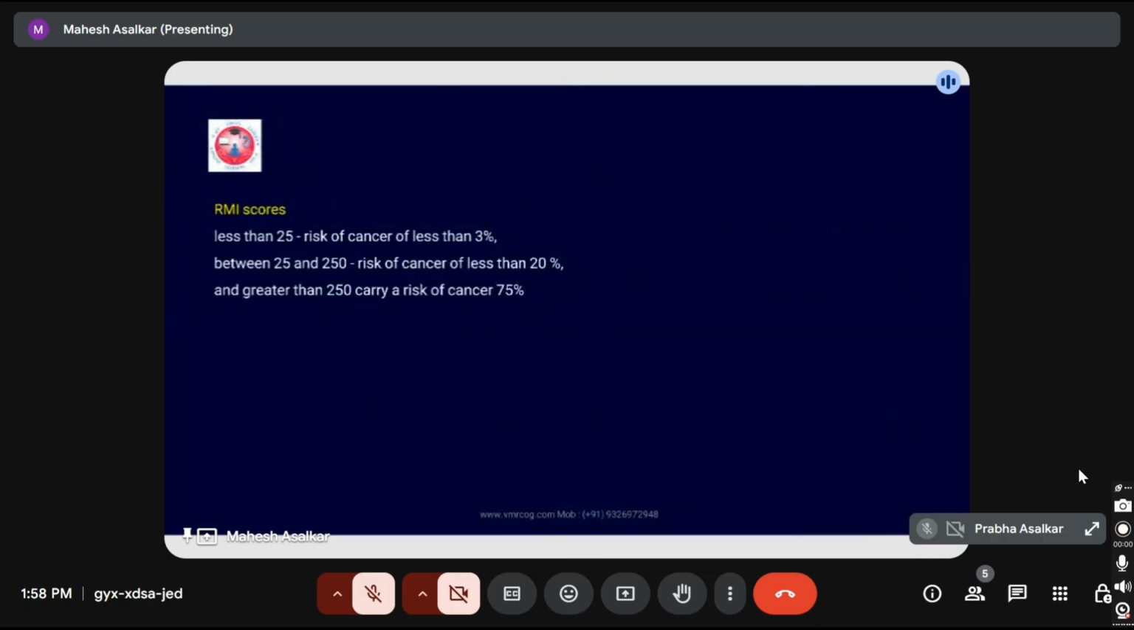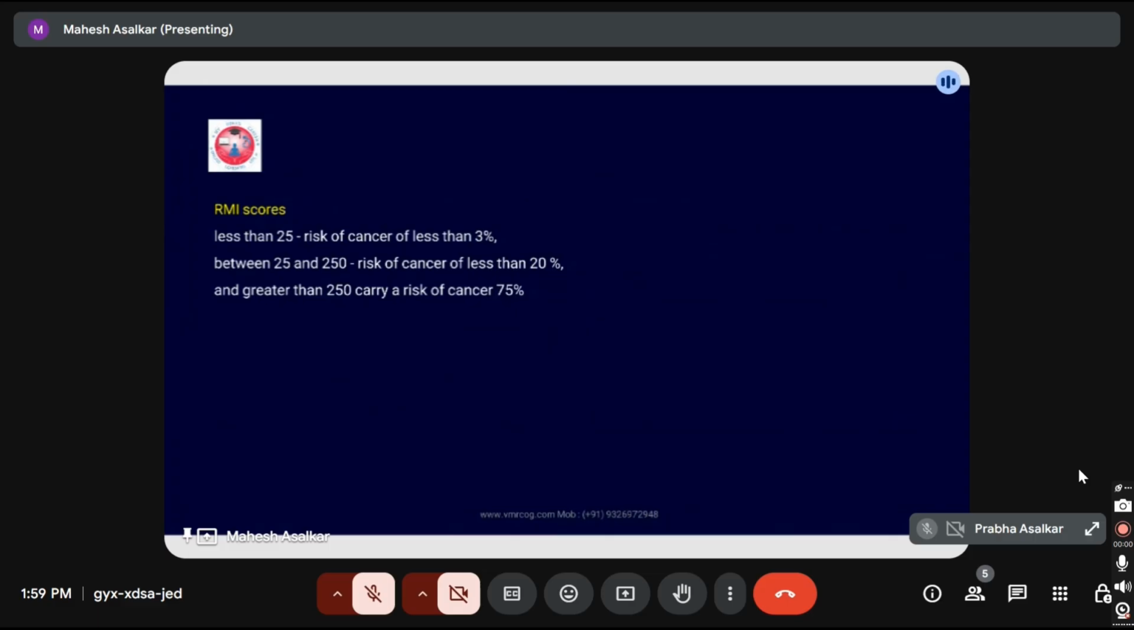If your RMI score is less than 25, that means the risk of malignancy is less than 3%. If your RMI score is between 25 and 250, the risk of cancer in these cases is around 20% or less than 20%. If RMI is more than 250, then the risk of cancer is around 70%. Is it clear? That is why the RMI is going to be very, very important.